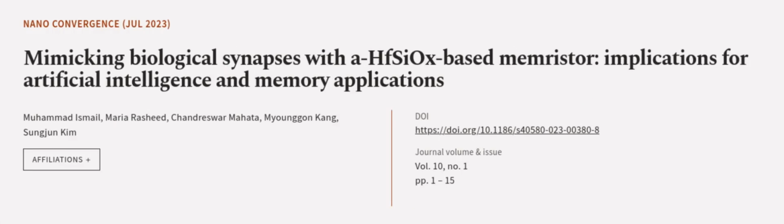This article was authored by Mohammed Ismail, Maria Rashid, Chandreswar Mahata, and others.